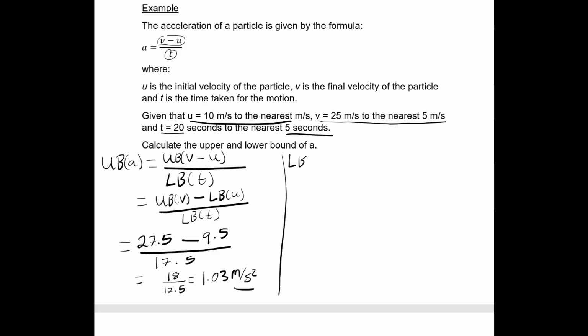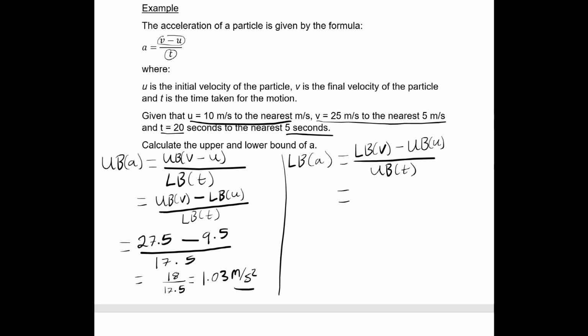To find the lower bound of a, on the other hand, we would need to do the lower bound of v minus u, which is going to be the lower bound of v, take away the largest possible value or upper bound of u, divided by the largest possible value or upper bound of t.